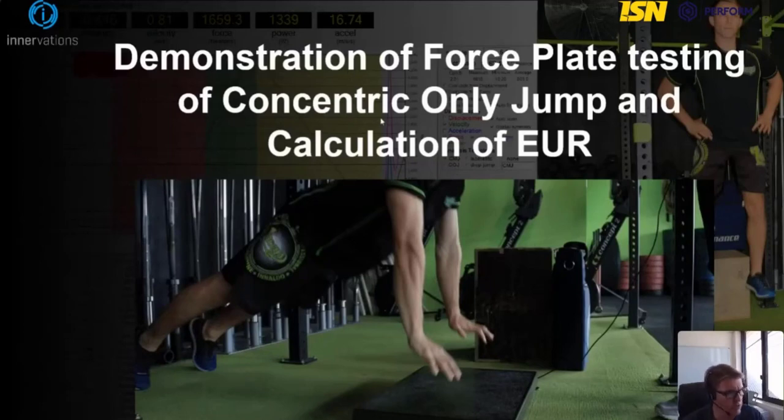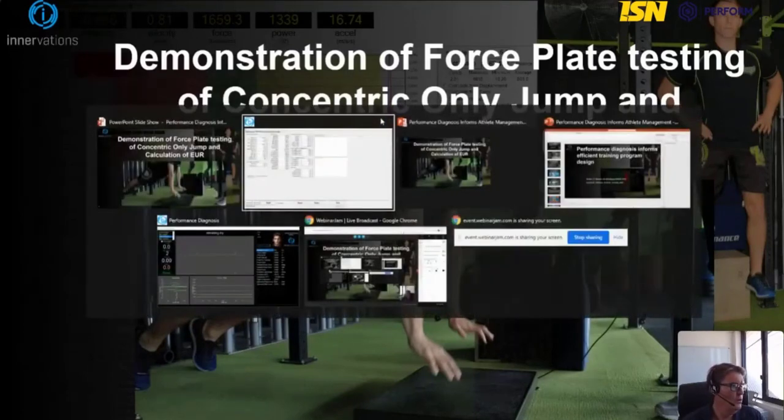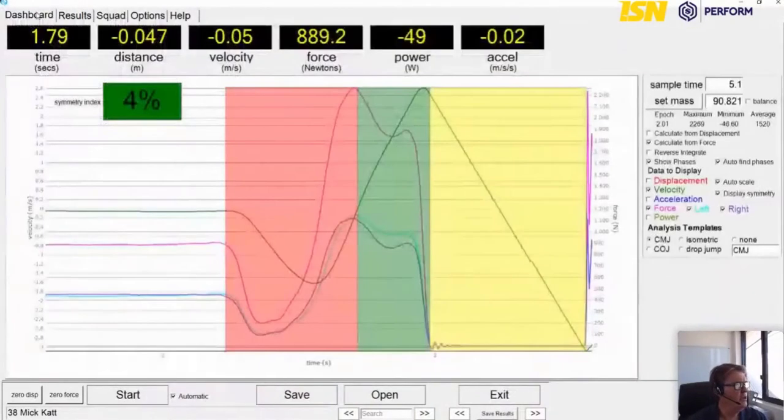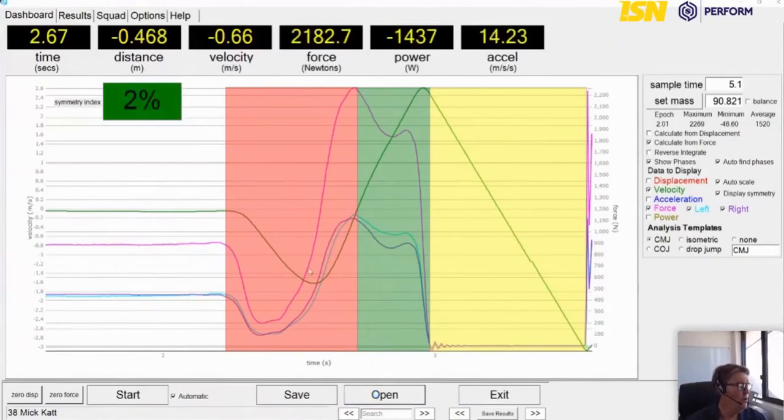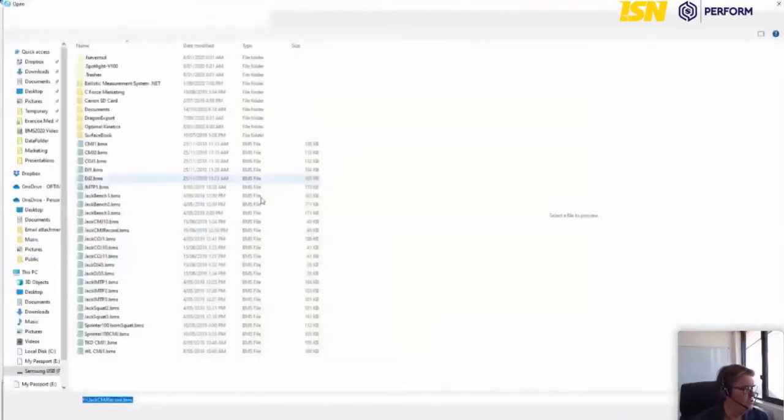So we'll have a look at a concentric only jump, because this is another common test that we use. We generally wouldn't do it with a reactive type athlete, so a ground-based athlete, unless, for example, in volleyball, where quite often the athlete will have to accelerate from a crouched position, or in NFL, or rugby union, where they have to provide very rapid force development, but from an already crouched position. So let's have a look at an example of a concentric only jump.